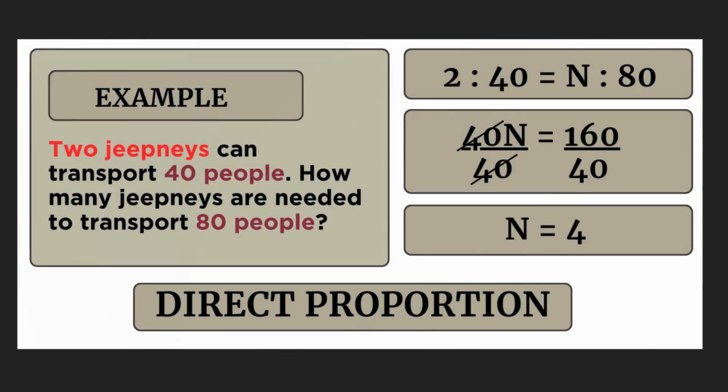So here is one example. 2 jeepneys can transport 40 people. How many jeepneys are needed to transport 80 people? So here is 2 is to 40, and we need to figure out the n value, that is, n is to 80. So how many jeepneys are needed? It is 4 jeepneys needed to transport 80 people.